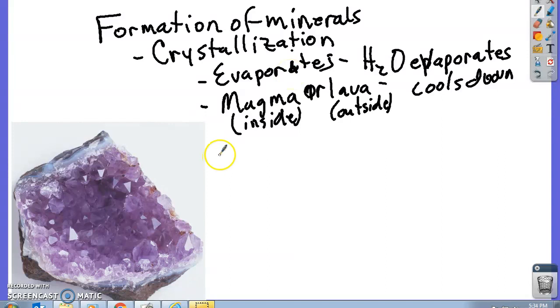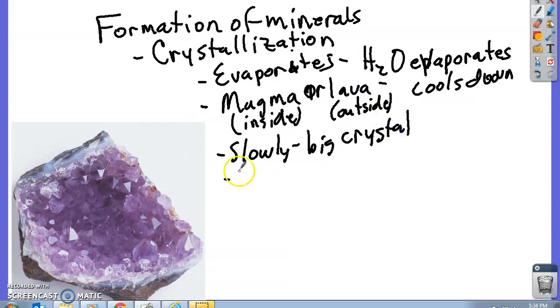Now, if the process happens, we said slowly, then you're going to get big crystals. All right. If the process, either evaporation or cooling, happens quickly, you're going to have very small crystals. And so that's one of the main characteristics of minerals, their crystals. When we start talking about rocks and minerals and want to know what kind of conditions they formed under, this is one of the indications that might tell us whether they cooled off quickly on the surface, or are below Earth when they've cooled down, and things like that.